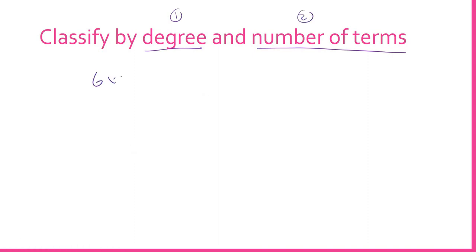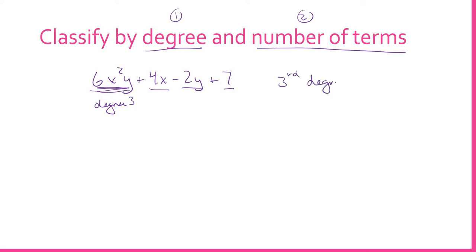So if we have something like 6x squared y plus 4x minus 2y plus 7. The first thing I have to do is find the term with the highest degree, and it would be this one here, and the degree here is 3. Then I count the number of terms, 1, 2, 3, 4. So this is a third degree polynomial. Okay?